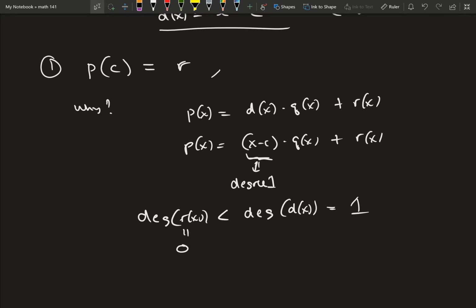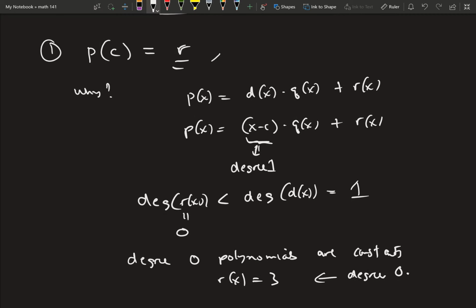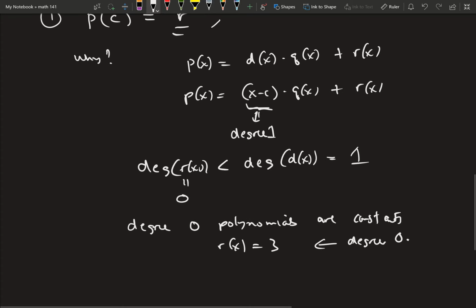Well, what is a degree 0 polynomial? Degree 0 polynomials are constants. Right? So for example, if I had r of x be 3, that's degree 0, because it's 3x to the 0. We mentioned that in the last video. So instead of r of x, we can just call it r, because it's just a number. It's just some number.